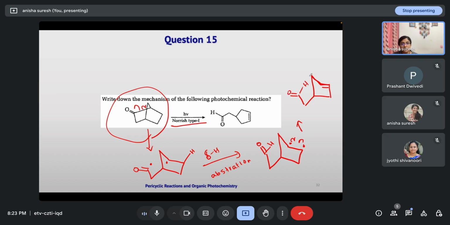So this is 1, 2, 3, 4, 5, a 5-membered ring with an alkene. And if you number 1, 2, 3, 4, 5, at the fifth position, a carbonyl group is coming. Okay, so this is how you are getting this final product. Clear?